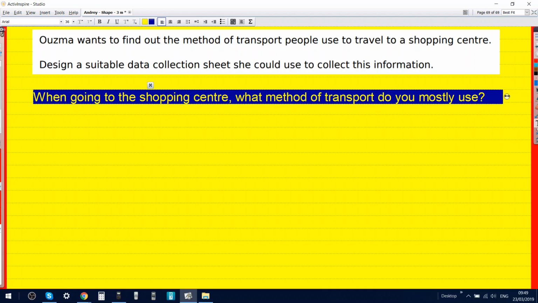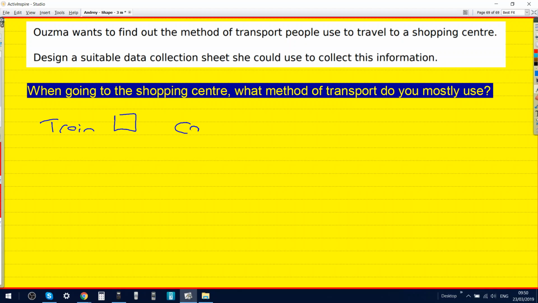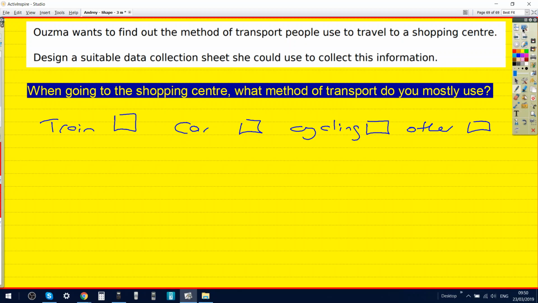Wait, do we need to put answers? Yeah, so you need to put some response boxes. So like train, car, cycle, and then other. Yeah, I'm happy with that. Fine.